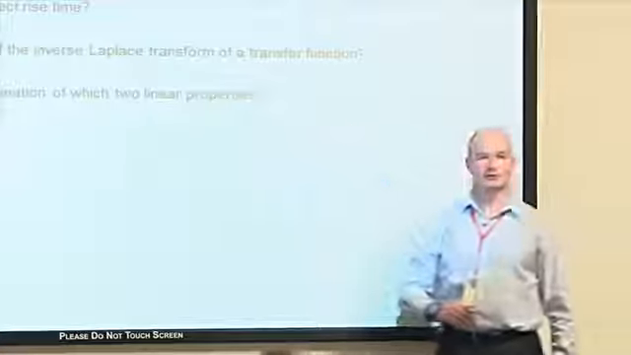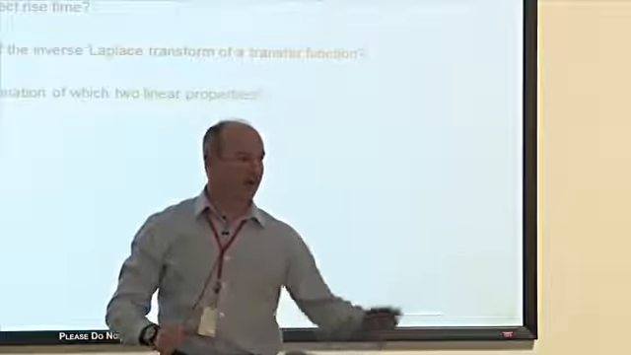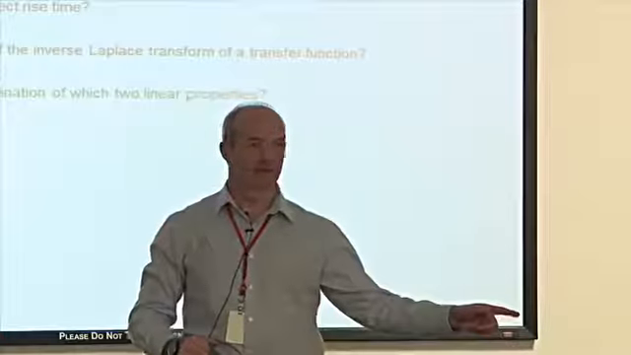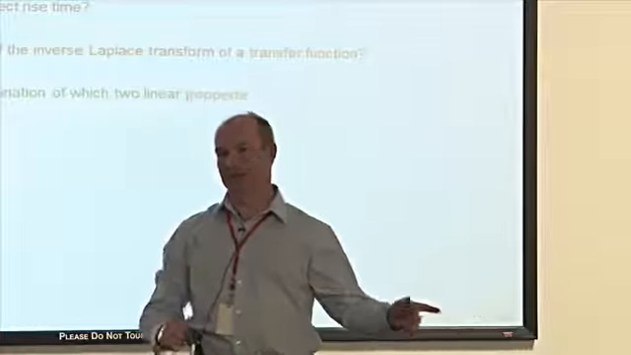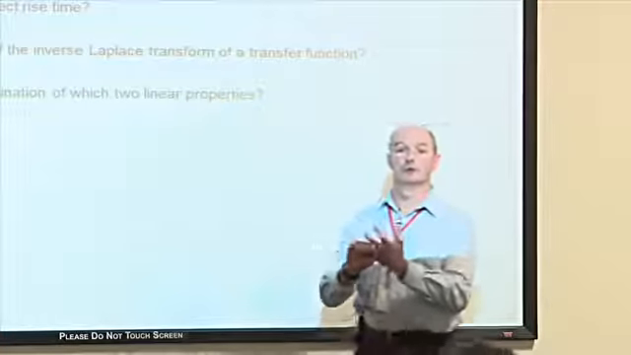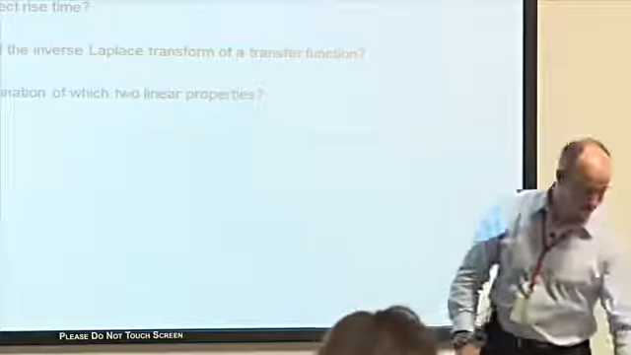Superposition is a combination of which 2 linear properties? Additivity is one. Well done, Peggy. Anybody want to give me another one? No. It's called the homogeneous property. Homogeneity and additivity combine to give you the principle called superposition, which is used in many cases to define linearity.